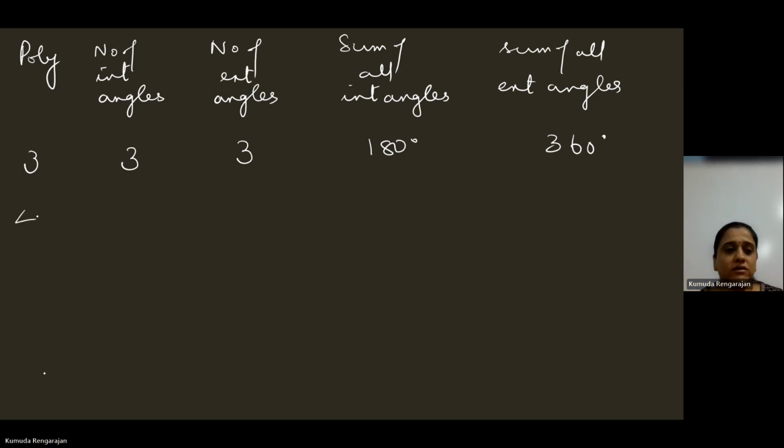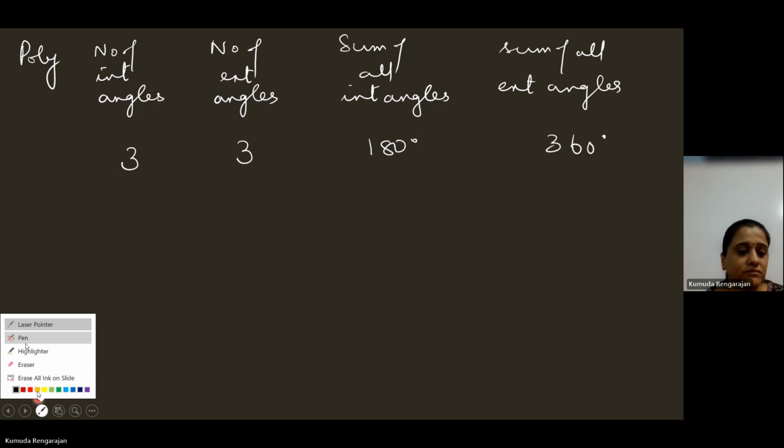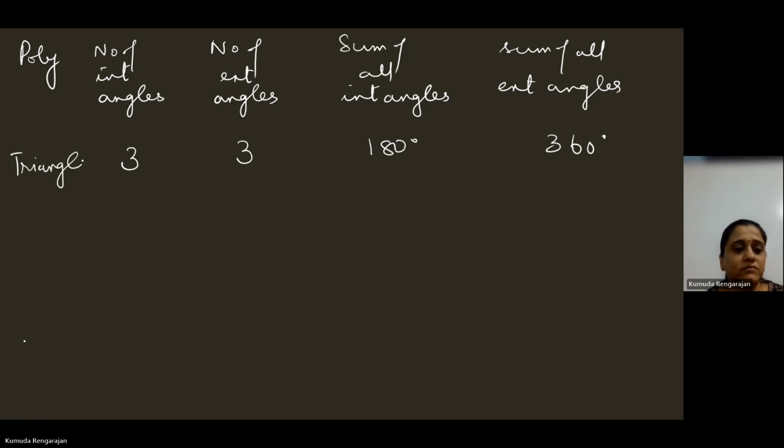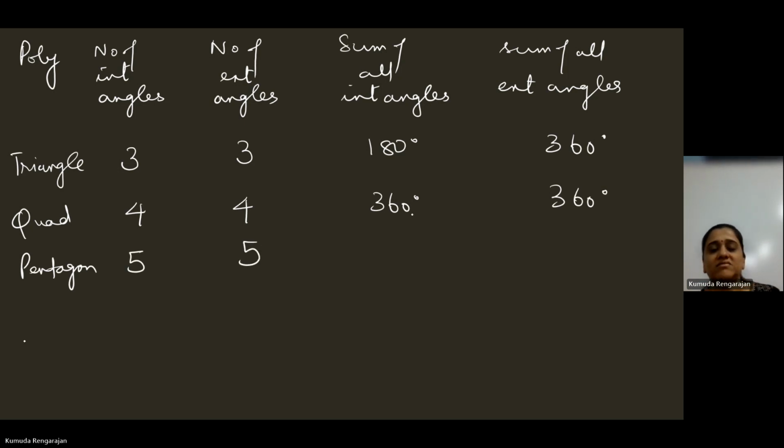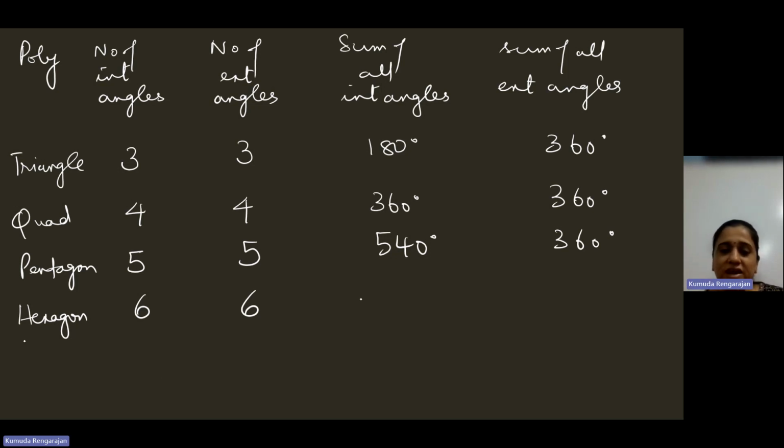4 sides, meaning quadrilateral. Let me write. Quadrilateral. How many interior angles? 4. How many exterior angles? What's the sum of all the interior angles? What's the sum of all the exterior angles? Pentagon. Sum of all the interior angles? 540. 360. Hexagon. 6 sides, 6 interior angles, 6 exterior angles.